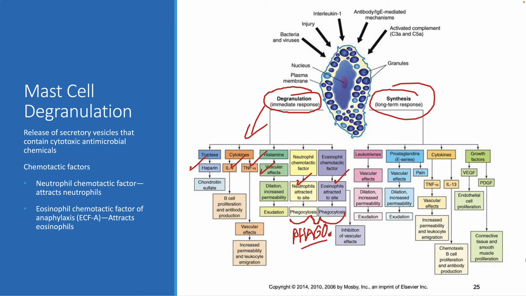Phagocytosis. Okay? The synthesis side, which is the longer term response, also involves things like tumor necrosis factor and interleukins, but also growth factors, the prostaglandins, and the leukotrienes. All of these together are generally considered to be unwelcome. They are things that contribute to problems with long-term inflammatory processes. And those are things that we usually don't want.